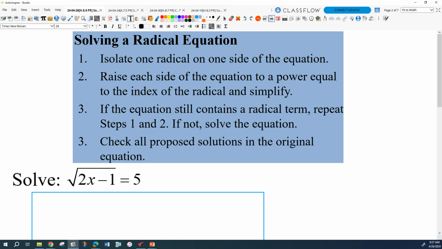Step 1, isolate one radical on one side of the equation. You're always going to isolate a radical, raise both sides to the necessary power to eliminate that radical. If the equation still has a radical, you have to do it again. Isolate the other radical, raise both sides of the equation again to eliminate that radical. Eventually you get rid of all the radicals, solve the equation, and then you have to check all the solutions in the original equation before you ever raised it to a power, okay?